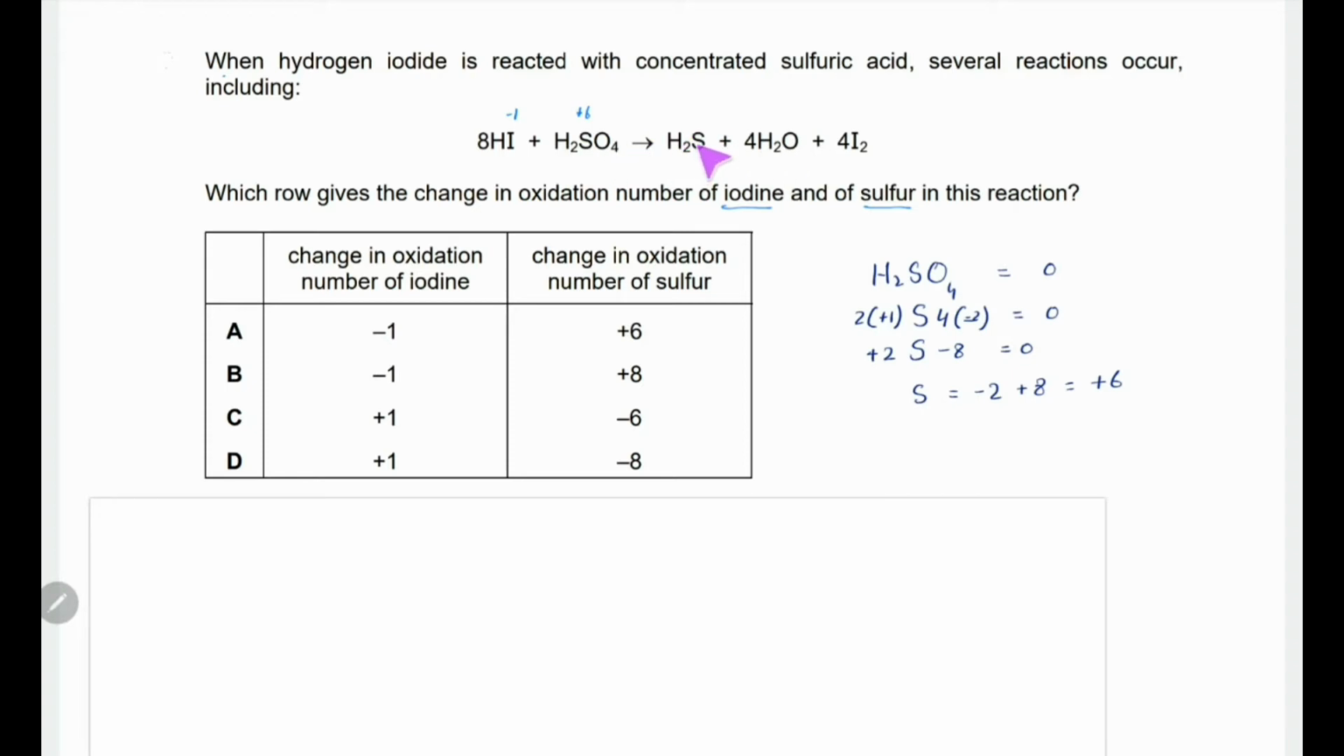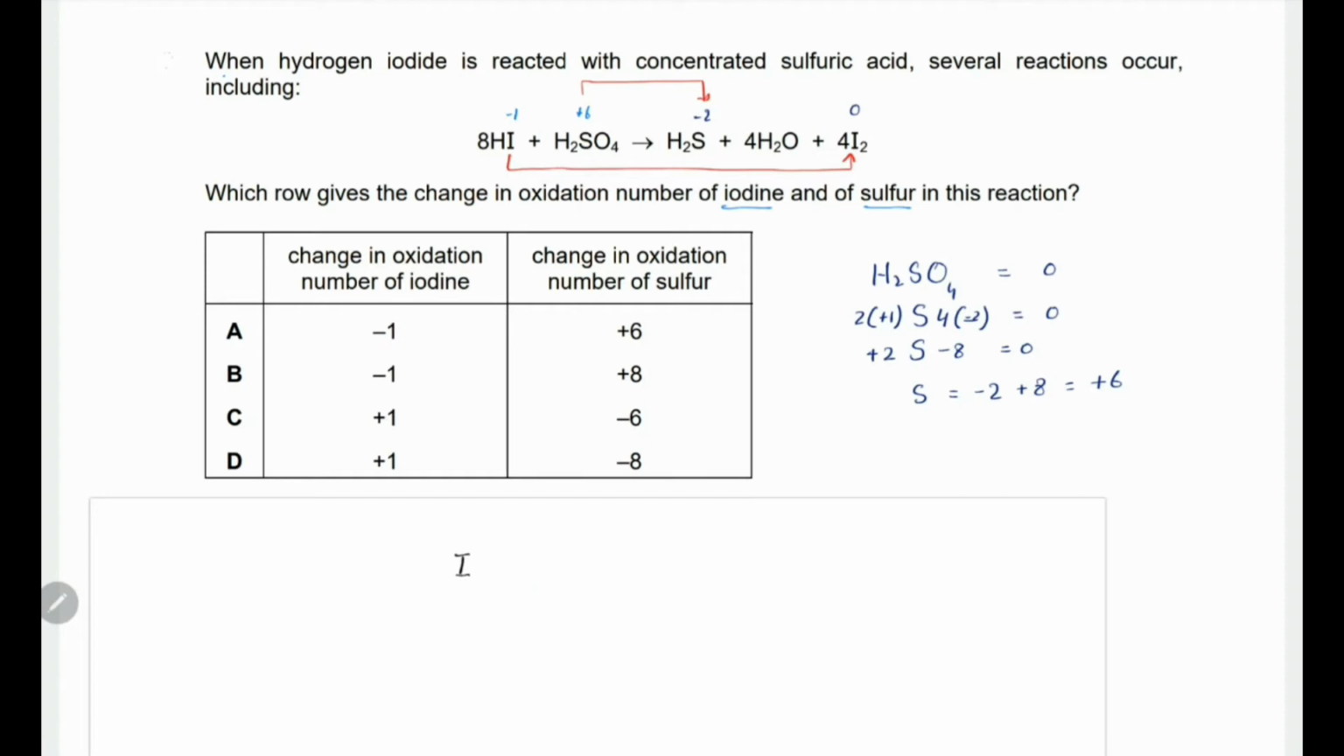In the products, in H2S, sulfur has -2 because there are 2 hydrogens and each hydrogen has +1. So for +2 of hydrogens, -2 is sulfur. And in this form, iodine is now in elemental form. In elemental form, all elements have the oxidation number of 0. Now look for the change. Iodine moved from -1 to 0 and sulfur moved from +6 to -2. Now finding the change for iodine.